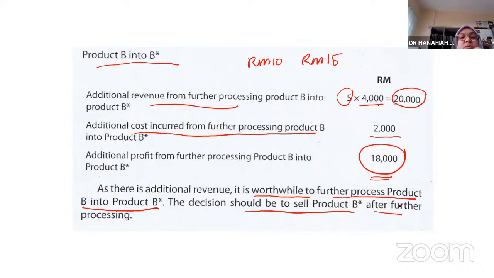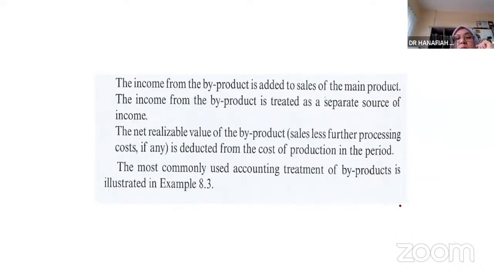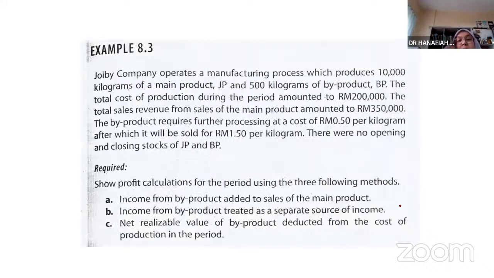Okay, so I will proceed with another section here. The income from the byproduct is added to sales of the main product. The income from the byproduct is treated as a separate source of income. The net realizable value of the byproduct is deducted from the cost of production in the period. The most commonly used accounting treatment for byproduct is illustrated in example 8.3 here. Let us look at the 8.3 example.